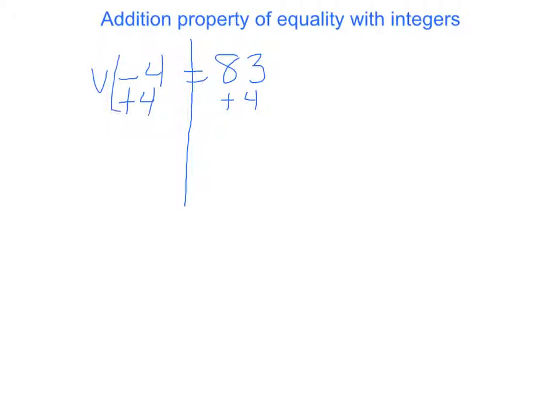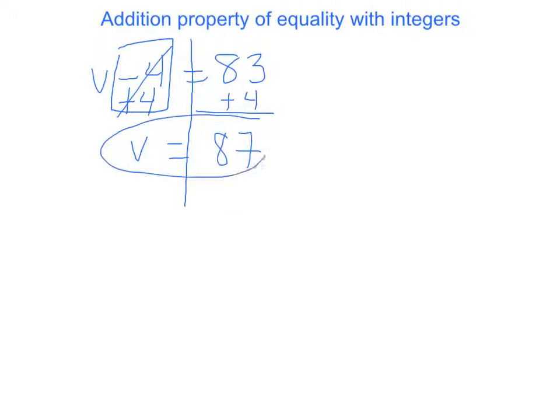Double check that the thing you've written underneath the equation actually goes to 0. Does -4 plus 4 go away to 0? It does, so we're successful in getting rid of the 4. The only thing we have on that side of the equation now is v. On the right-hand side, 83 plus 4 will give us 87. We've achieved our goal. The v is by itself, set equal to a number, so we have solved that equation.